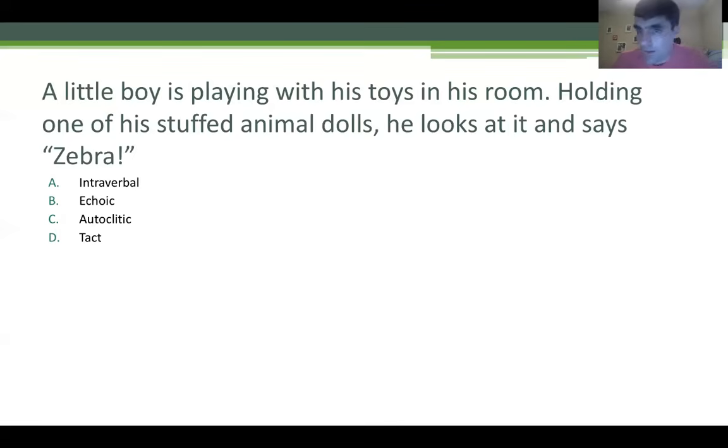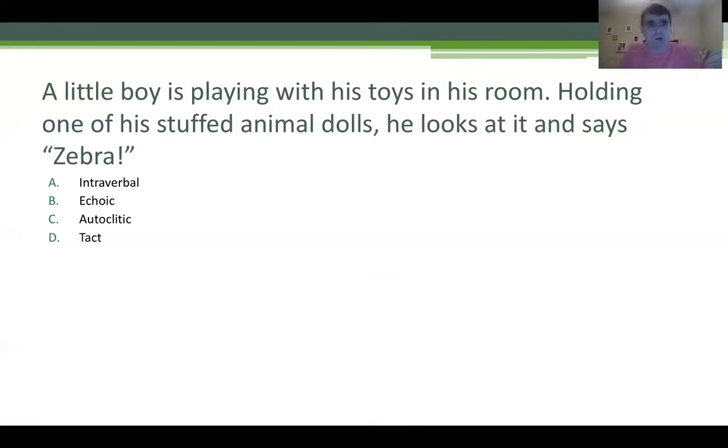B, echoic. Echoic is parroting. I say ball, you say ball. I say can, you say can. I say desk, you say desk. You're just echoing what I'm saying. Very common with autism, especially young children with autism. They're just echoing back what you say. I say go to the bathroom. Client says to the bathroom. He's just echoing, not responding. He's just copying what I'm saying. Did anybody say zebra before that boy labeled zebra? No. He just looked at the zebra and labeled it zebra.